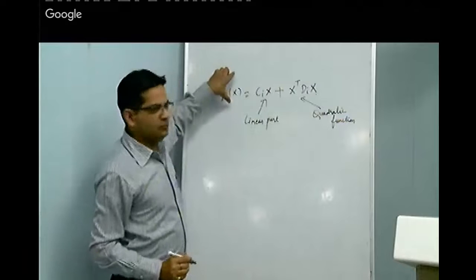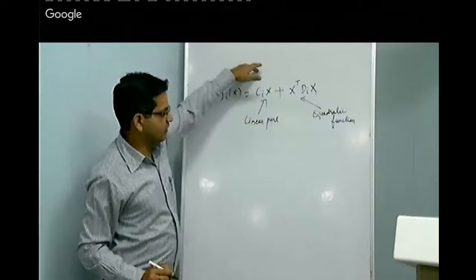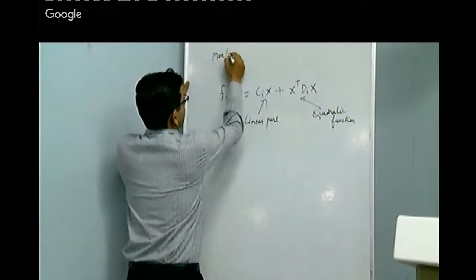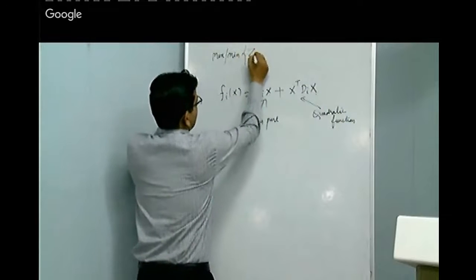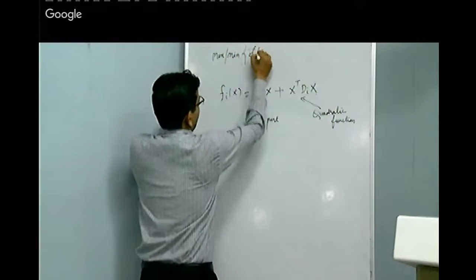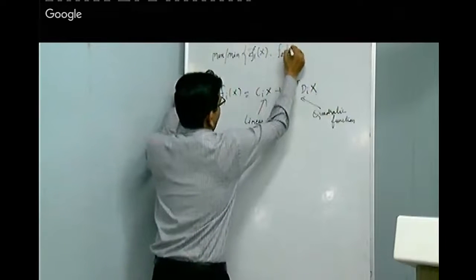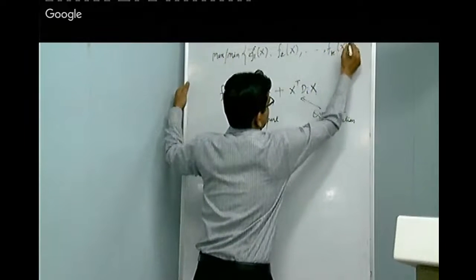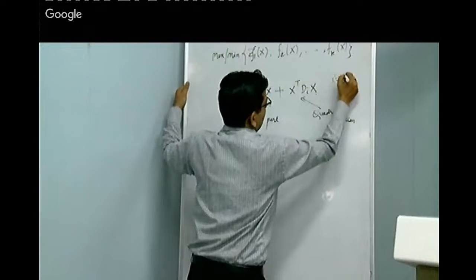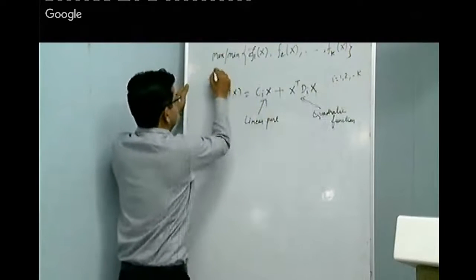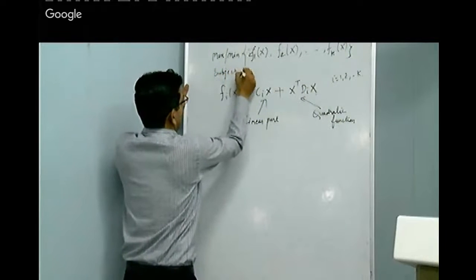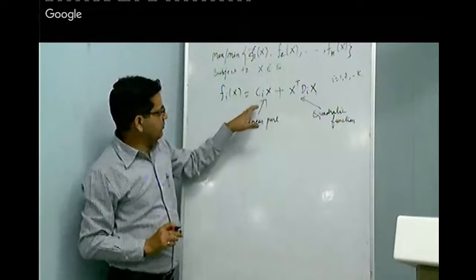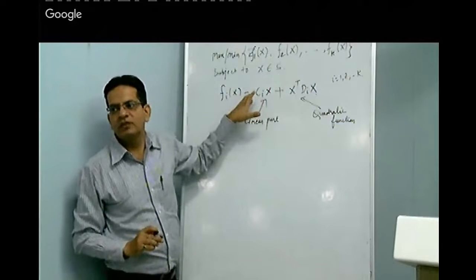So it is a single objective, one objective function which has two parts, one linear and one quadratic. In case we define multiple objective functions, max-min of f1(x), f2(x), up to fk(x), where i is from 1 to k, subject to x belongs to the set S. So this type of problem is called a multi-objective quadratic problem.